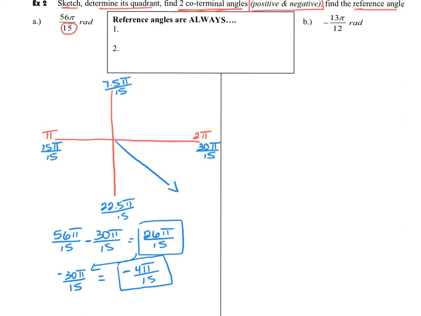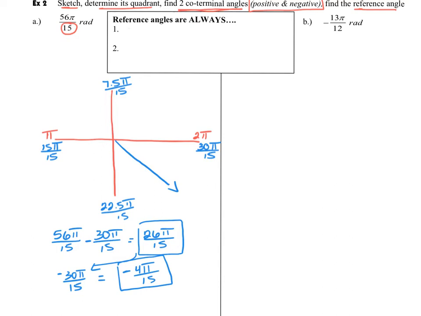The last thing that we're going to do is we're going to think about a reference angle. And when I think about that reference angle, this is where we're going to fill in that box up here. Reference angles are always expressed. Oops. I think I do that in about every third video.